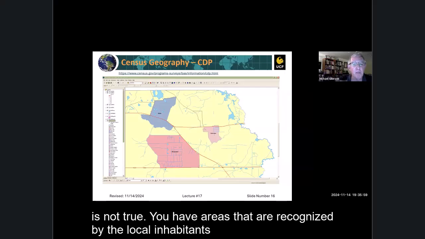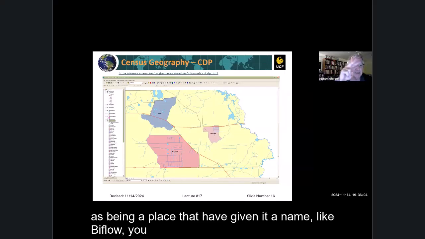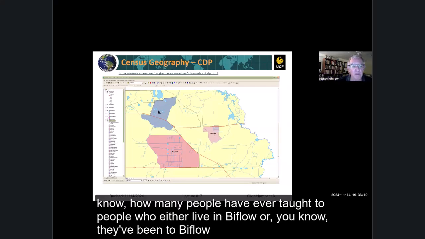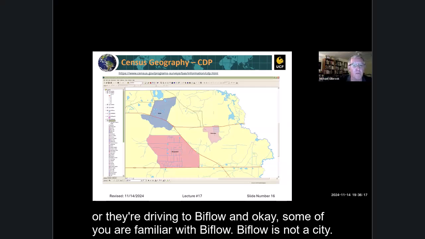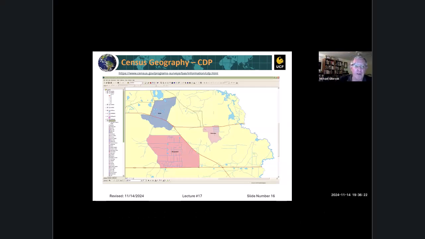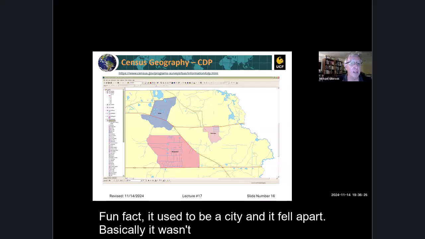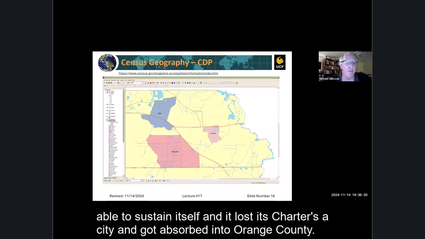You have areas that are recognized by the local inhabitants as being a place. They've given it a name, like Bithlo. How many people have ever talked to people who either live in Bithlo or have been to Bithlo or are driving to Bithlo? And okay, some of you are familiar with Bithlo. Bithlo is not a city. Fun fact, it used to be a city and it fell apart. Basically, it wasn't able to sustain itself, and it lost its charter as a city and got absorbed into Orange County. So it's no longer a city.